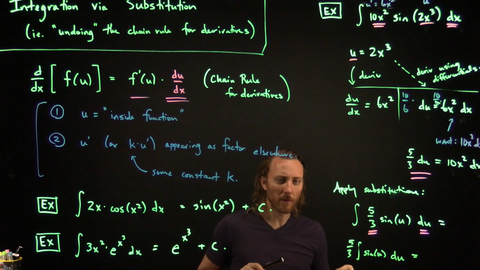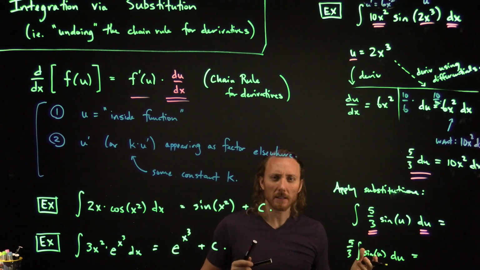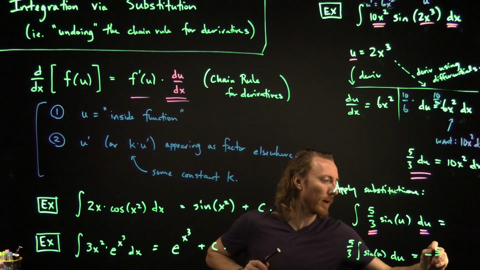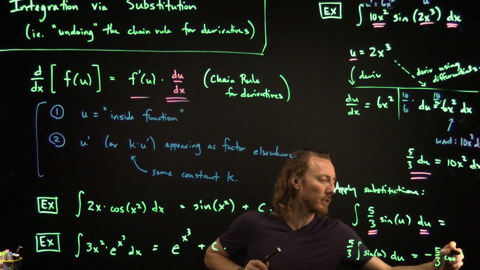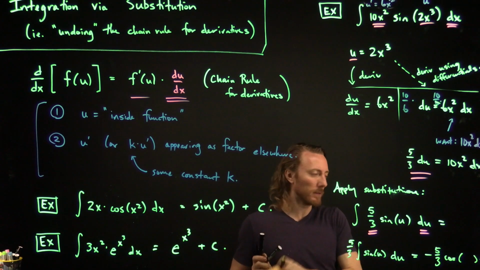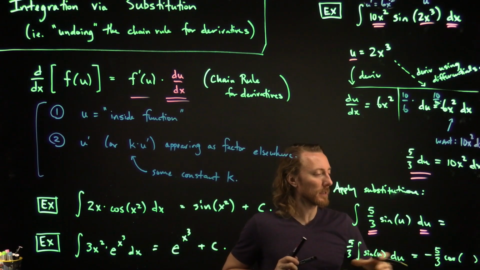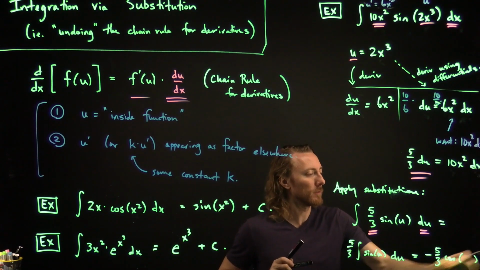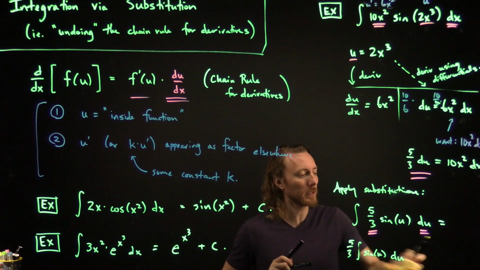What function has a derivative of sine u? I believe that's negative cosine u, right? So put it all together, we'll get negative 5/3 cosine u plus c. But now, rather than, oh, the plus c is off the slate here. Let me put the plus c down below. Oh, well, that doesn't fit either. Wonderful. Okay, give me one second here.